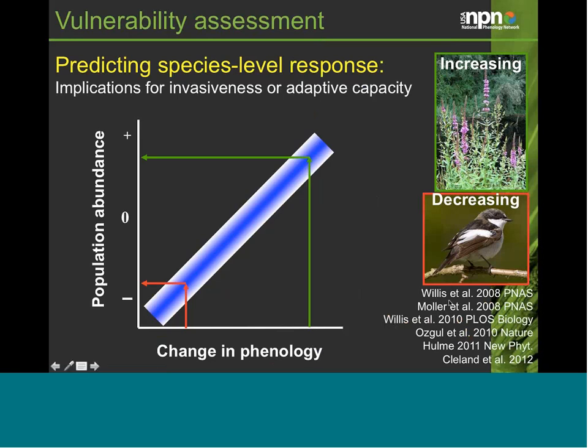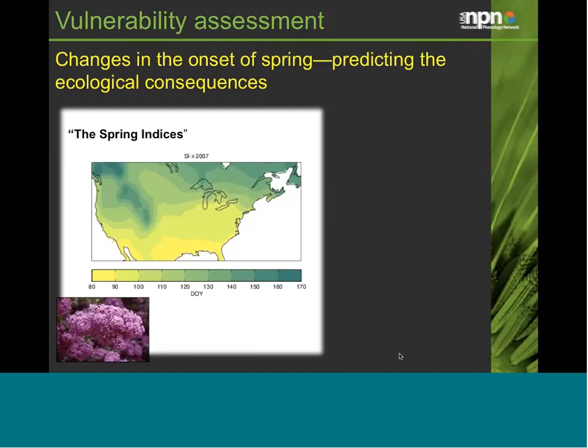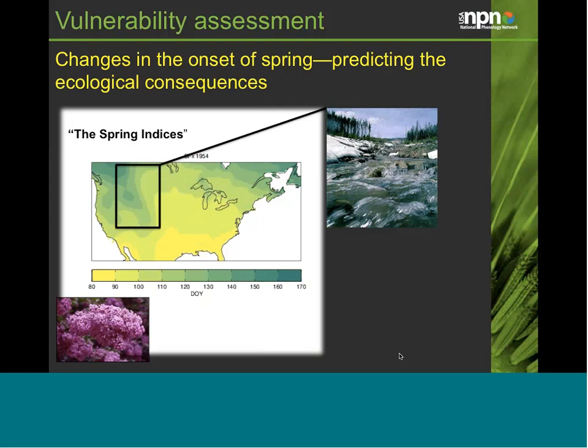Several studies have documented these relationships that I've indicated here on the lower right-hand side. So we can also use phenological information to document and predict ecological consequences of change. At continental levels, we might use models to predict the onset of spring, such as the spring indices that are shown here. These are meteorological models that are validated by leafing and blooming of lilacs. Then, more locally and regionally, we can build on the fact that peak stream flow from snowmelt is correlated with the onset of spring and forecast stream flow. These models can also inform phenological models related to bark beetle outbreaks and wildfire in the West.